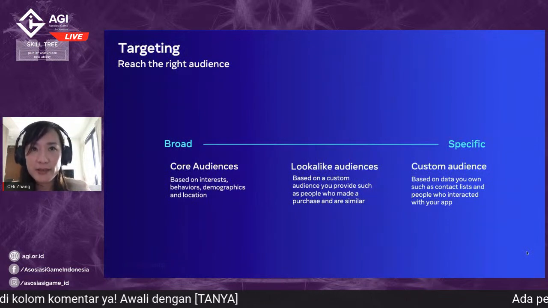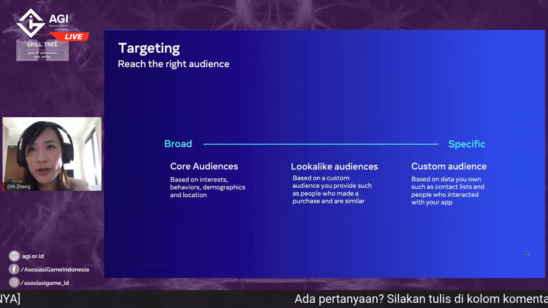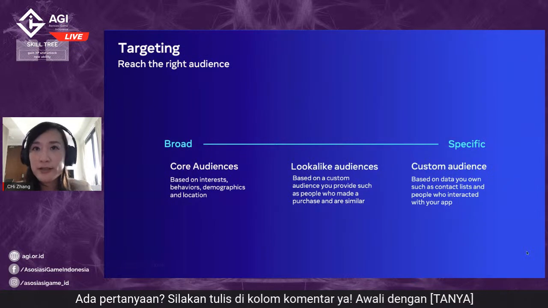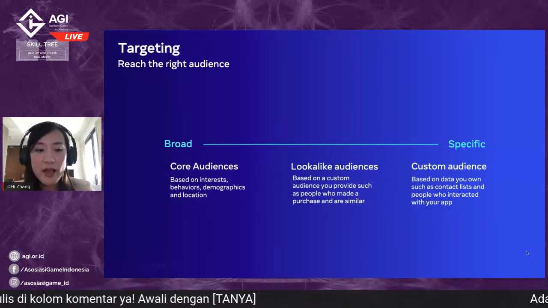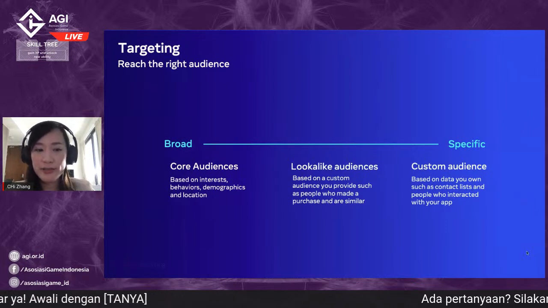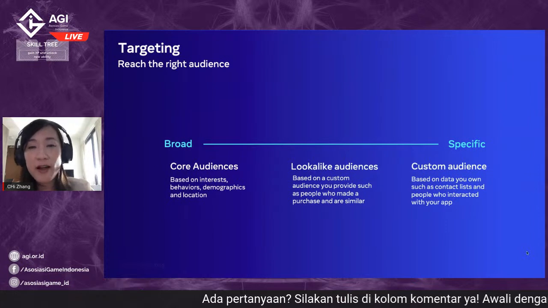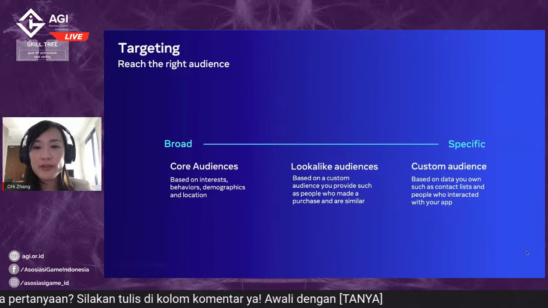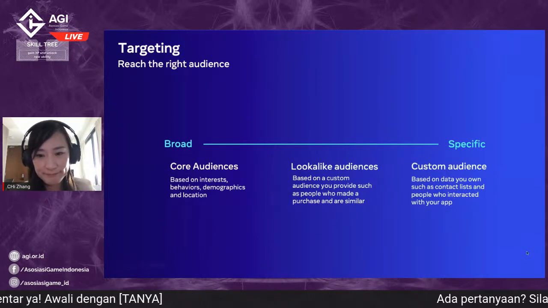Talking about targeting, there are different targeting options available on Facebook. Today we'll be sharing with you 3 different targeting options: core audiences, lookalike audiences, and custom audiences. So what are core audiences? Those are audiences that you can define based on certain traits. These traits are something that we can define with Facebook native targeting.